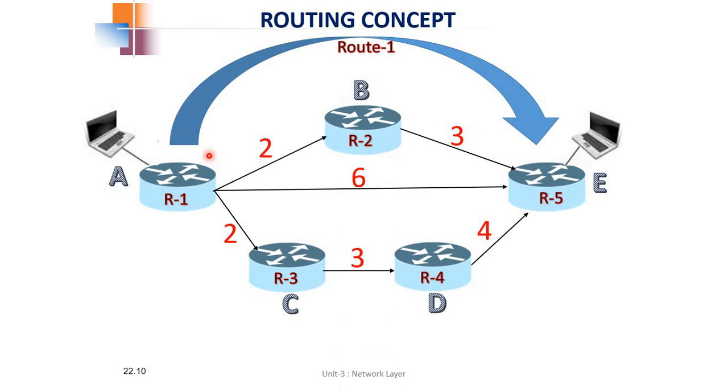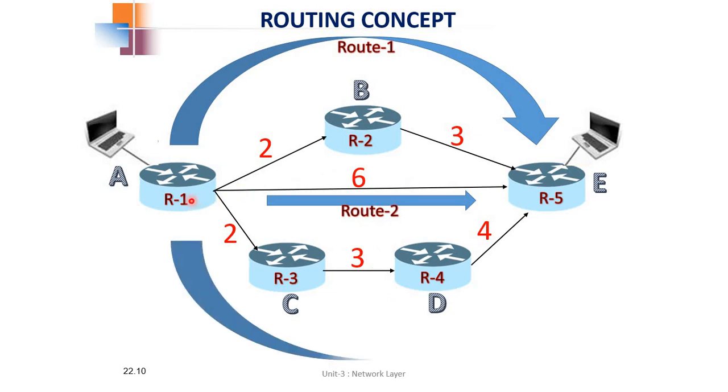Okay. Next, route 2 is nothing but between your R1 and R5. And route 3 is nothing but between your R1, R3, R4 and R5. So we have 3 different routes. Now, how do we find through which route we can transfer this packet from the router R1? So now we need to count the values of the distance.